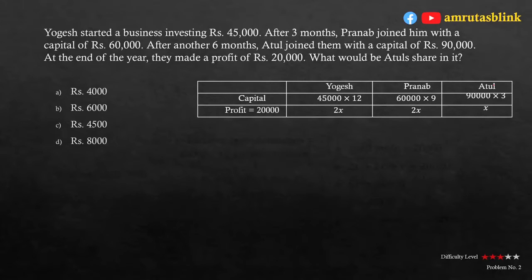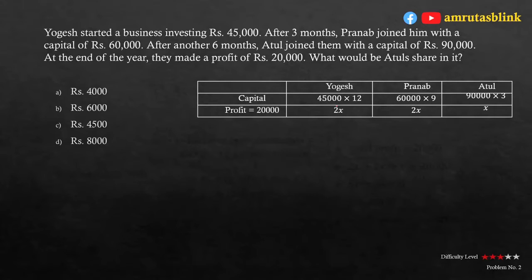So, whenever you need to calculate a profit for 1 year, for the whole year the investment of Yogesh was used. So, his share in the profit remains valid for the complete year, that is complete 12 months. So, we will say that the capital of Yogesh was used for 45,000 into 12.